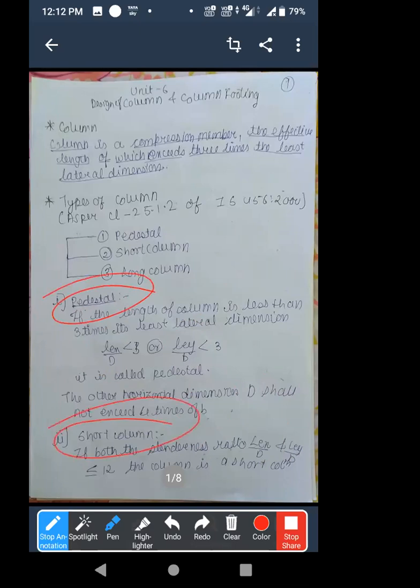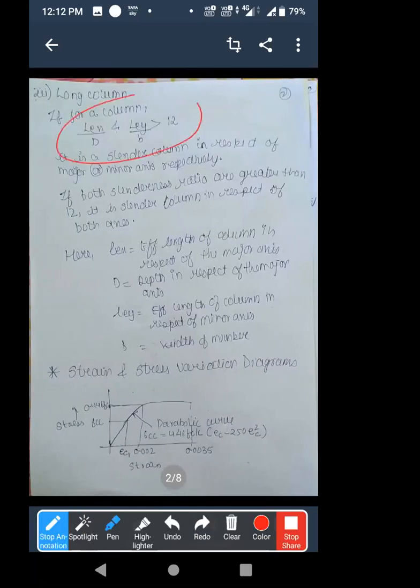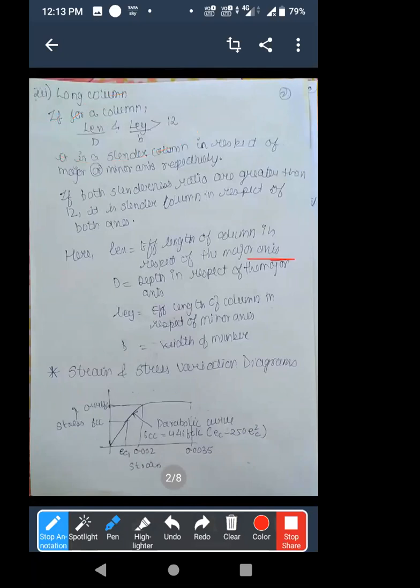A short column is one where the slenderness ratio is less than or equal to 12, and a long column is the vice versa of a short column, that is, the slenderness ratio should be greater than 12. LEX is the effective length of the column in respect of the major axis, and LEY is the effective length of the column in respect of the minor axis.